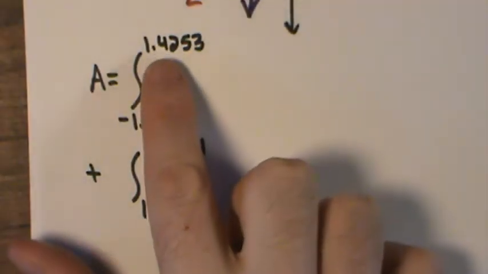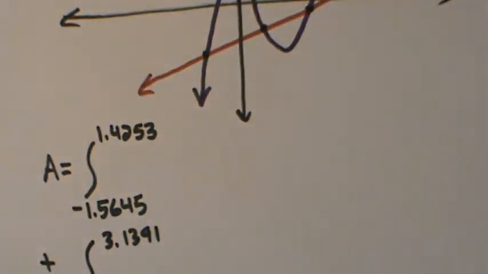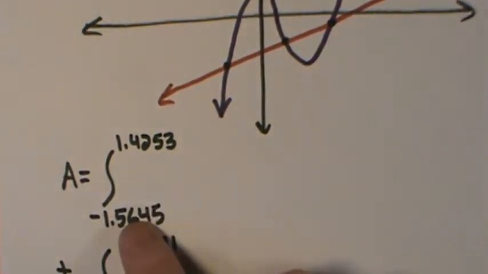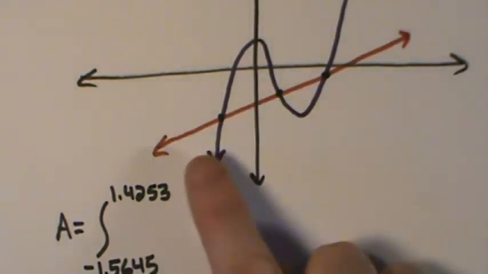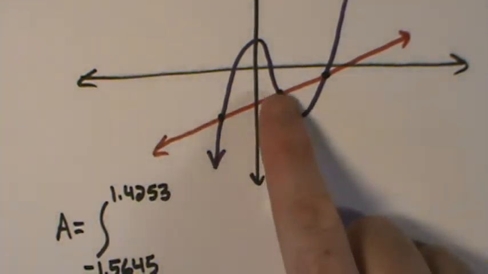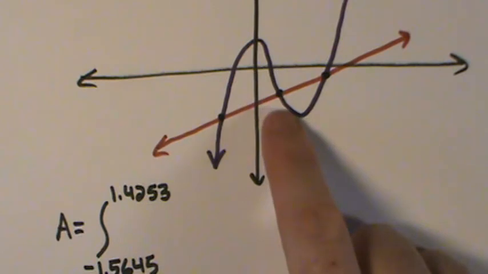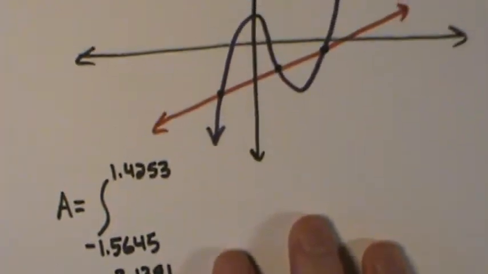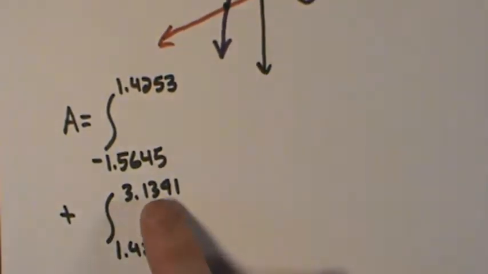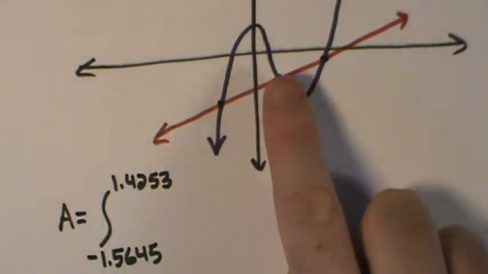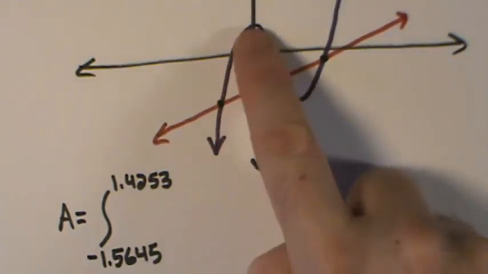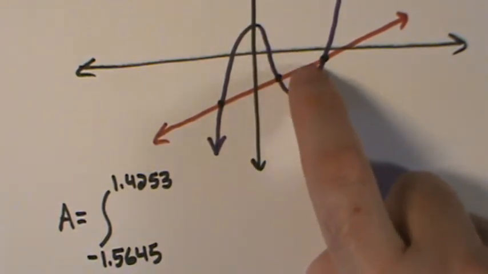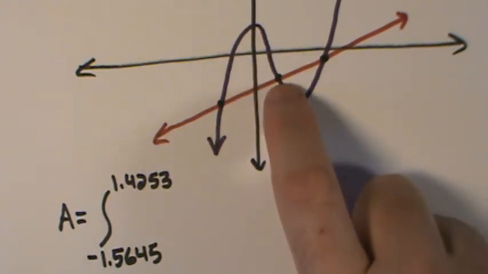What I've done, this is the first region. That first region would be right here where my finger is. It starts at the negative 1.56. It ends at 1.42. Well, where that first region ends, the second one begins. So I begin the second integral at 1.4253, and I end it at the third point of intersection. So in other words, this point right here was linking the two regions. That's where it was switching from the black function being the top to the red function being the top. So I picked up right at that point.